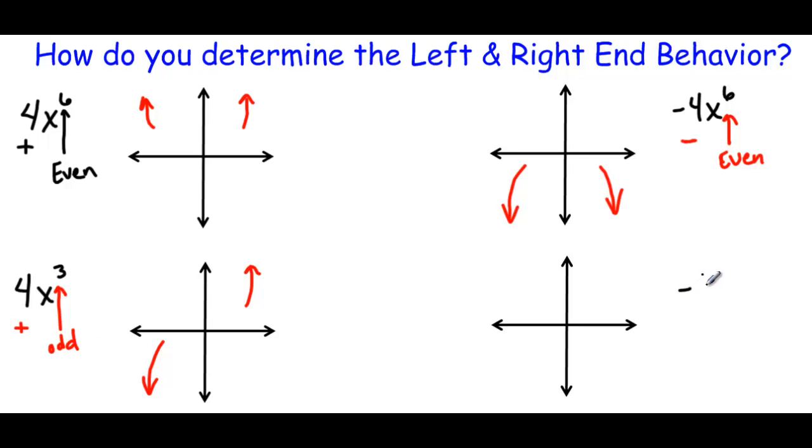So what if I have a negative 4x to the third? If I look at that, this is a negative value and an odd degree. Because this is negative, I know my right-hand side is going to go down. And because it's odd, the left-hand side is going to do the opposite. So again, I'm going to have a bunch of wiggles in between here, but knowing the left and right end behavior is going to be very useful in graphing.